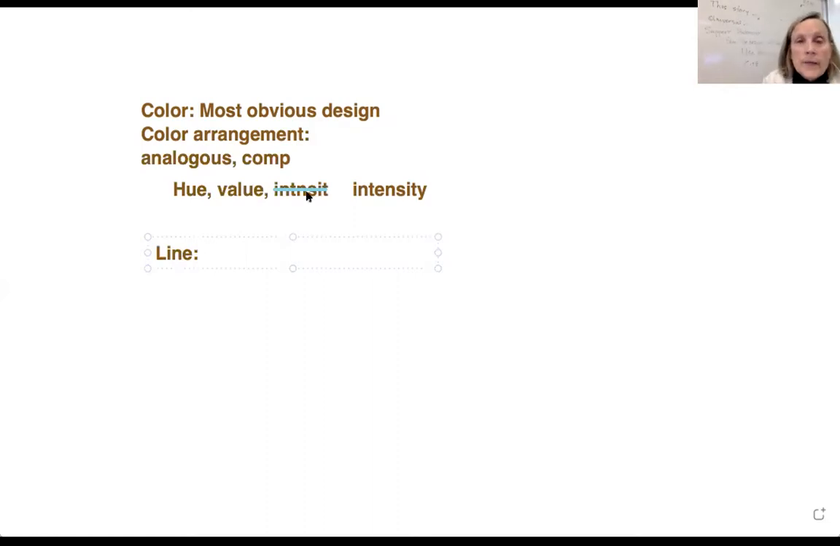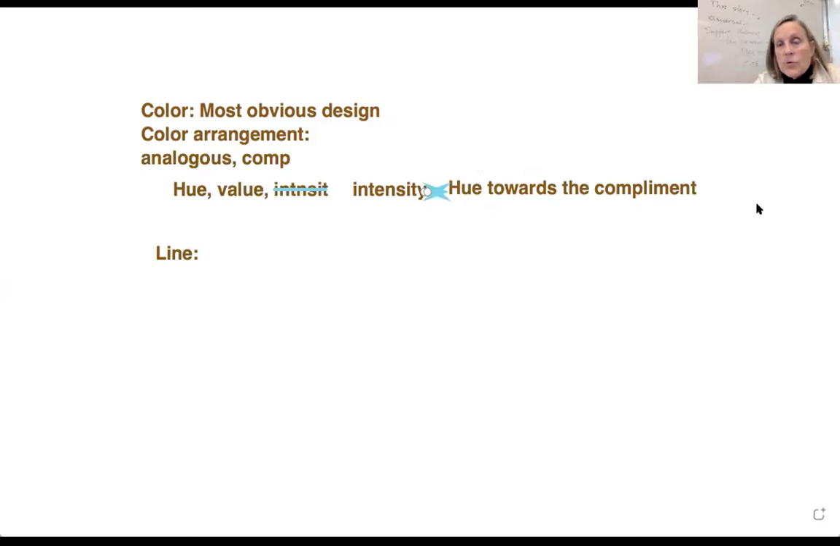Oh, wait, I think I can do it this way. I think I can make an arrow, just a sec. Here we go. So intensity is from the hue away, not in or towards the complementary color. So it goes like this, from here to here. I thought I was making an arrow, but anyway, it's the hue towards the complement. So if you have a chart where we say value is the movement from light to dark, and here's your color in the middle.